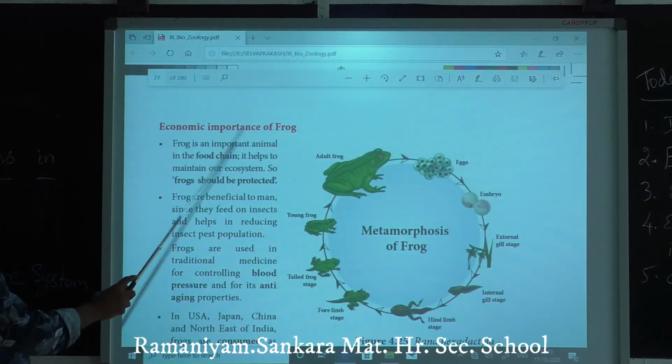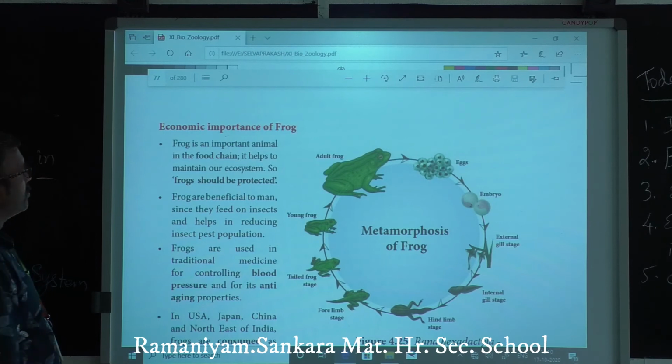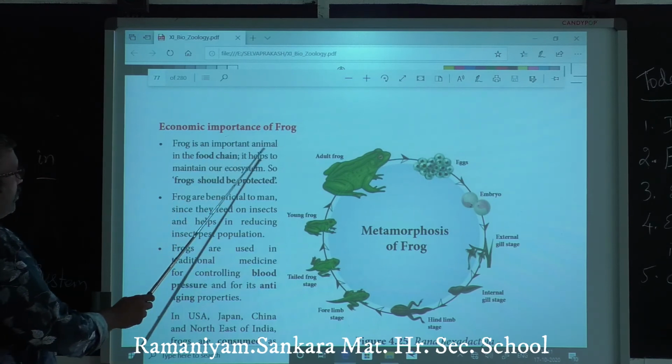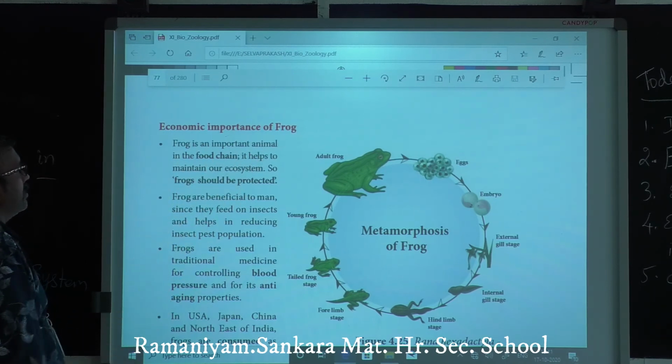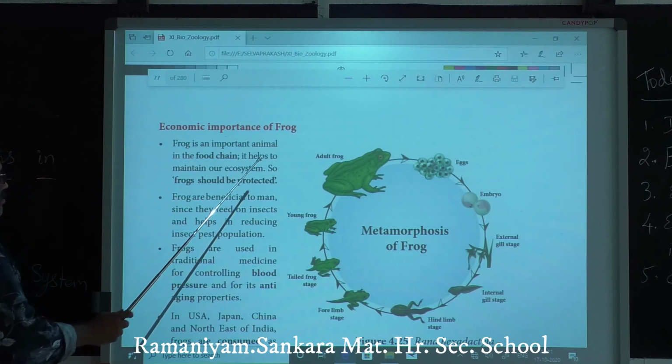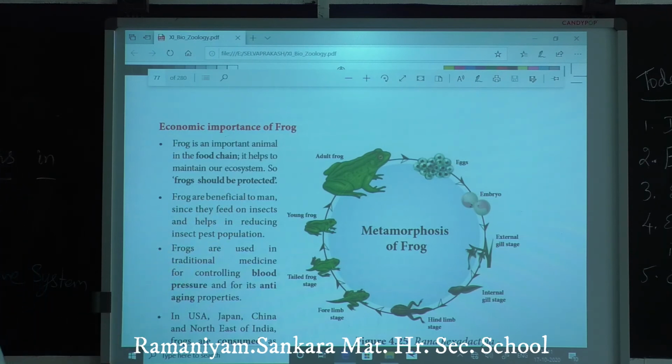Next one, economic importance of the frog. This is a very important question. The frog is an important animal in the food chain and helps maintain our ecosystem. So the frog should be protected.